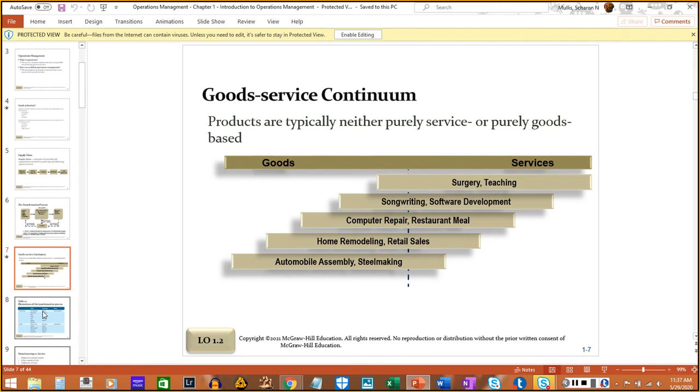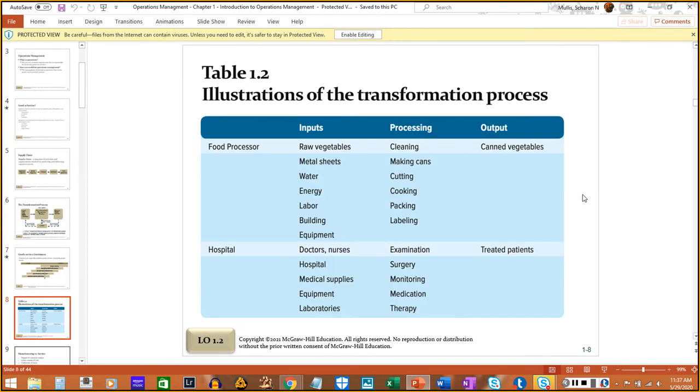All right, so we'll move on. We kind of went over this with the bread, where you have your good up top and your service on the bottom. A food processor: you have your inputs of raw vegetables, so they're doing canned food. You have raw vegetables, metal sheets, water, and energy, and then you do your processing: cleaning, cooking, cutting, packing, labeling, and the output is supposed to be the canned vegetable.